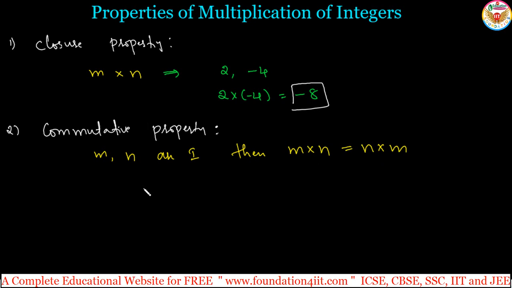Let us take minus 2 and 3 as the two integers. Minus 2 into 3 or 3 into minus 2, we'll get the same answer. Minus 2 into 3 is minus 6, and 3 into minus 2 is also minus 6. One is negative, one is positive, so we got negative as we discussed previously. The commutative property says if m and n are two integers, then m into n is equal to n into m. Not only minus 2 and 3, any example you take, the commutative property holds.